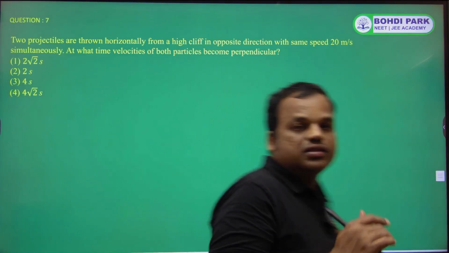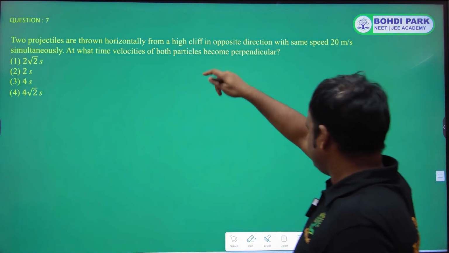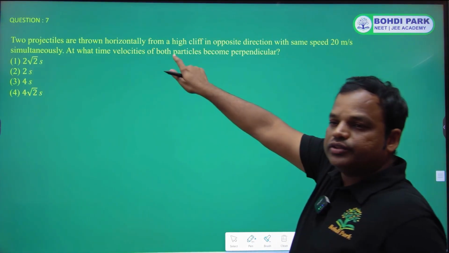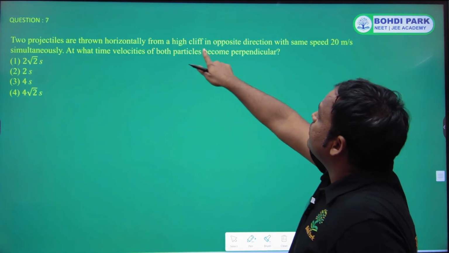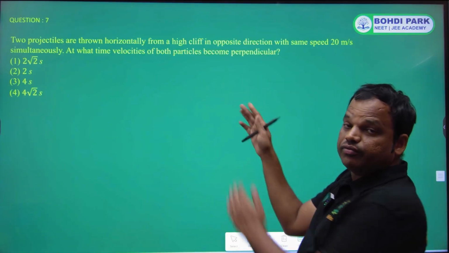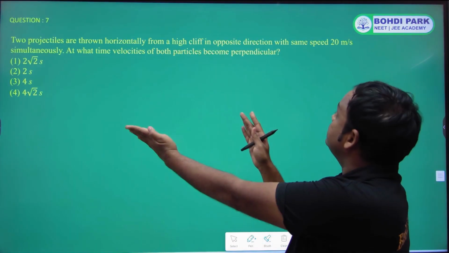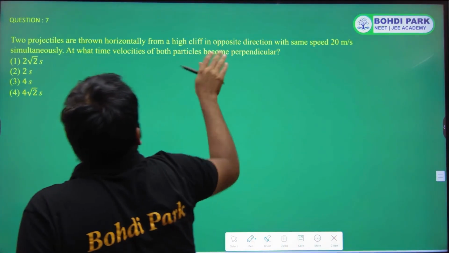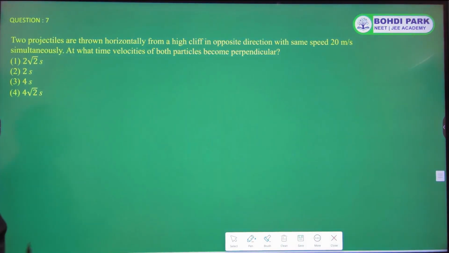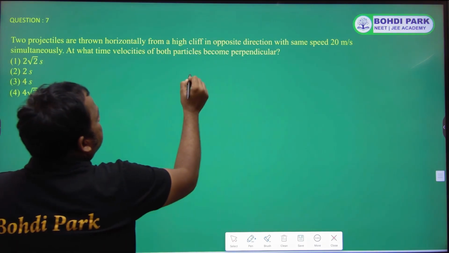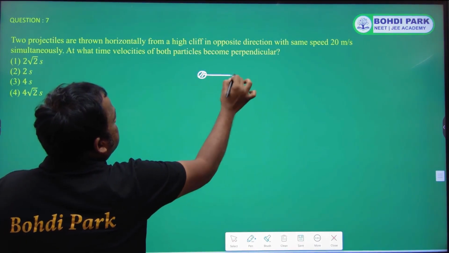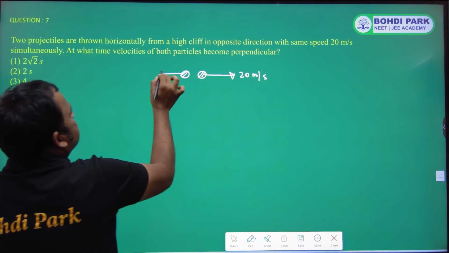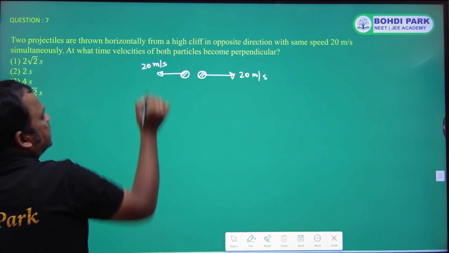Now look at this 7th question. Two projectiles are thrown horizontally from a high cliff in opposite directions. So if one is thrown right side, other is thrown left side. Speed is same. At what time their velocities are perpendicular? Final velocities are perpendicular. So suppose one ball is thrown right side with 20 meter per second and the other ball is thrown left side with 20 meter per second.